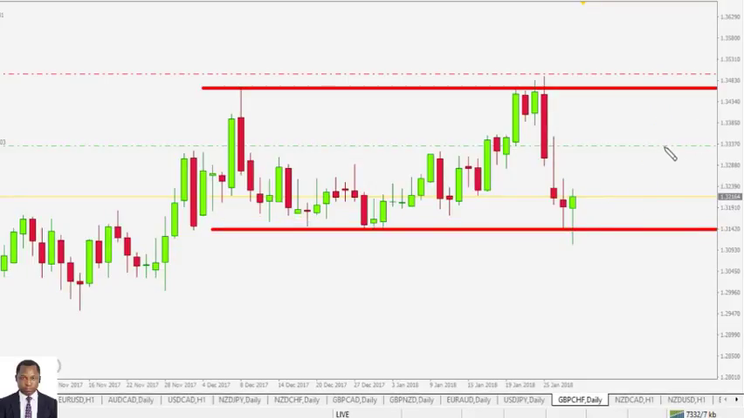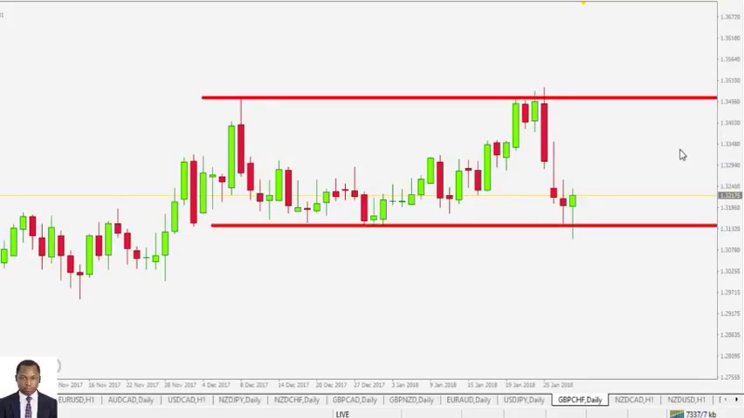So earlier this week we had this sell limit order here coming from the weekly time frame. So right now we are going to delete that order. We are going to delete that. We have seen that price is within a range.